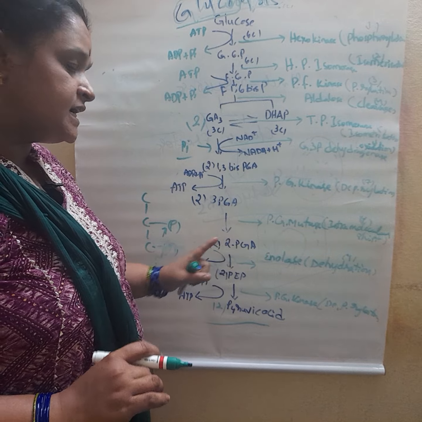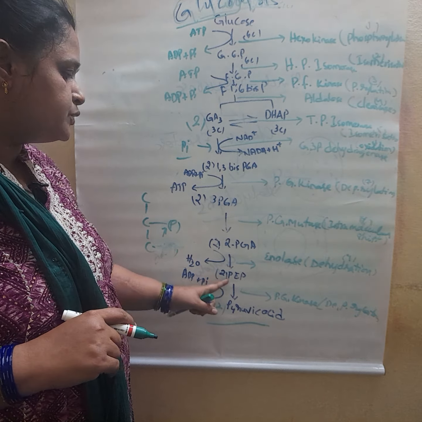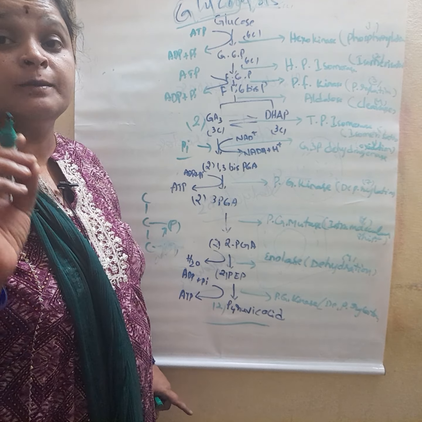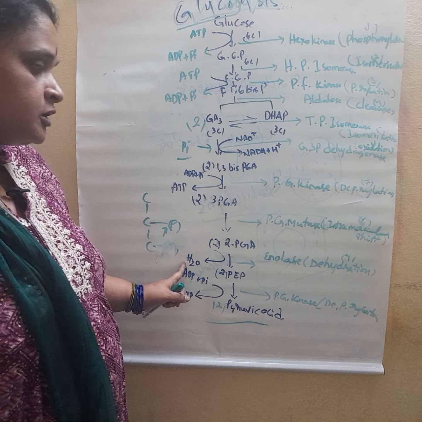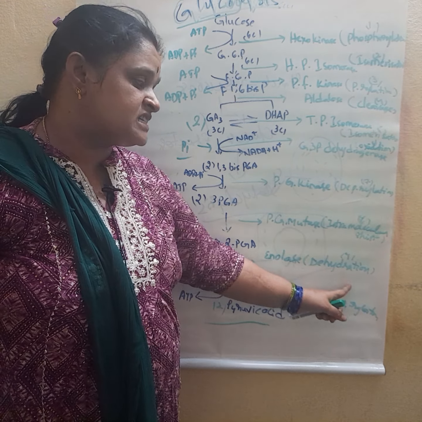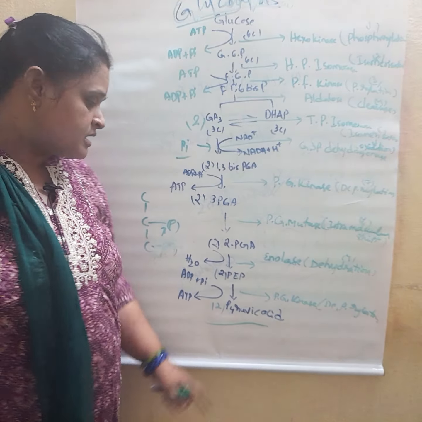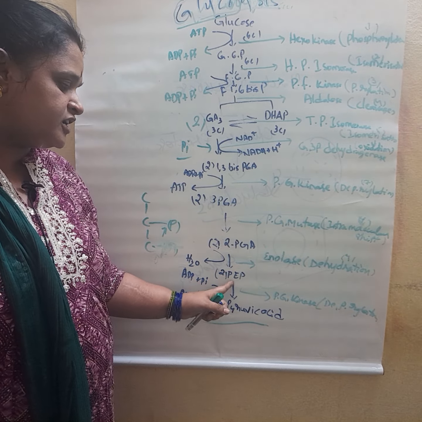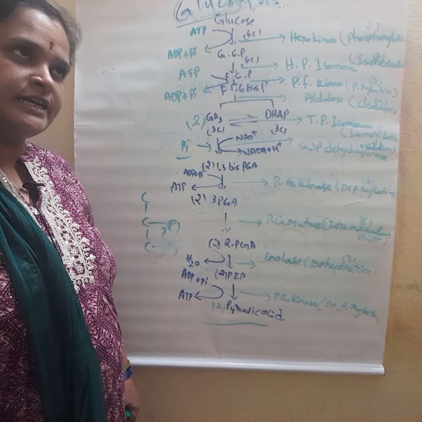Now this 2 PGA, how many molecules? 2 molecules of 2 PGA are converted into PEP. PEP means phosphoenolpyruvate, and it loses a water molecule in the presence of an enzyme called enolase, and the reaction is called dehydration. Dehydration means the water molecule is removed, and the compound is converted into phosphoenolpyruvic acid.